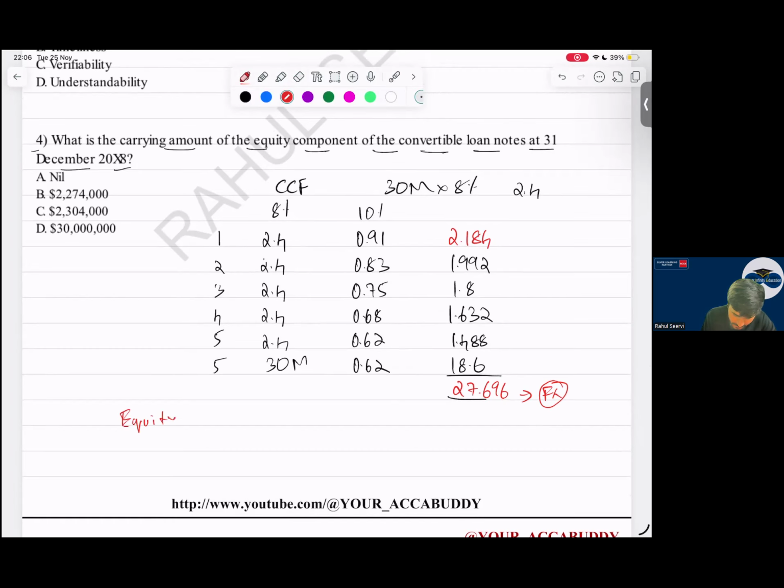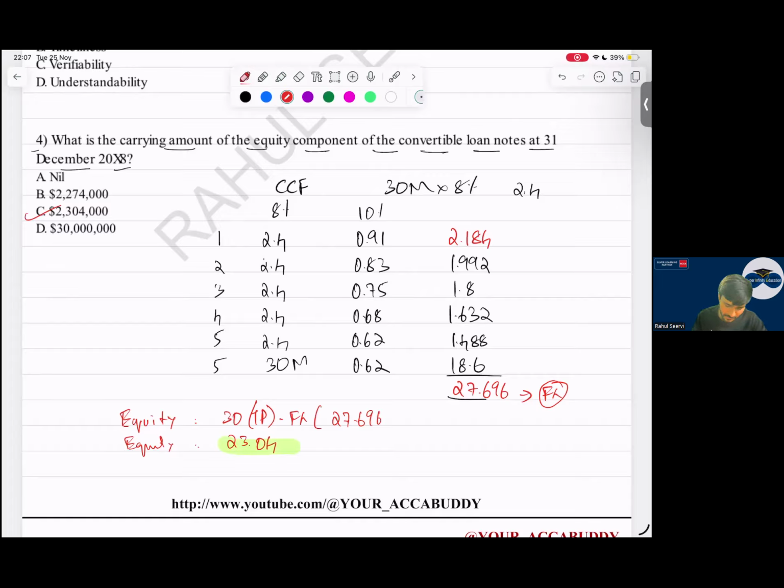Equity component will be the 30 million total proceeds minus the financial liability part of 27.696. If I do this, I'm getting the equity value as 2.304, and it's a straightforward question.